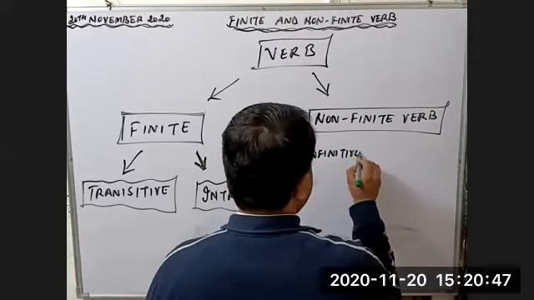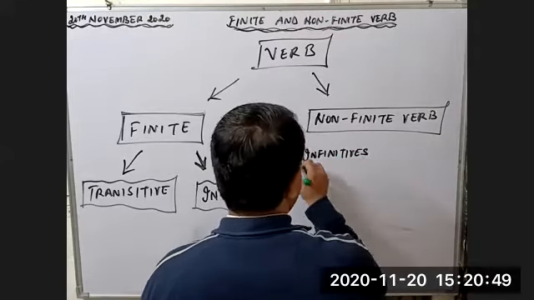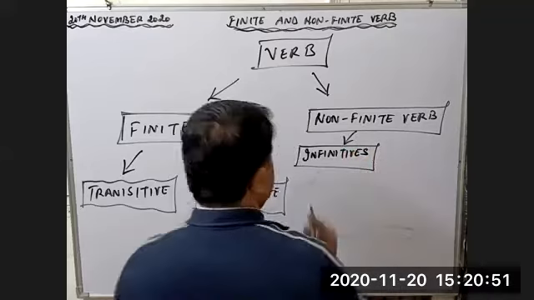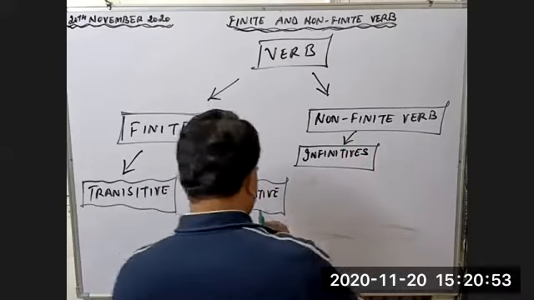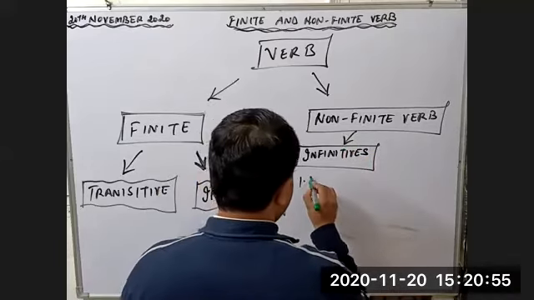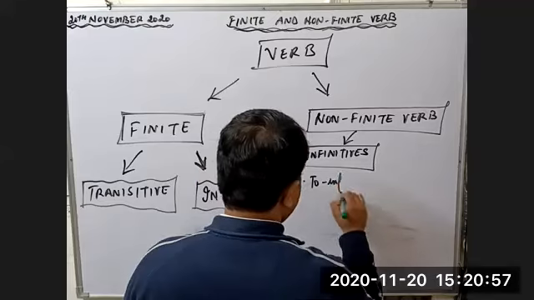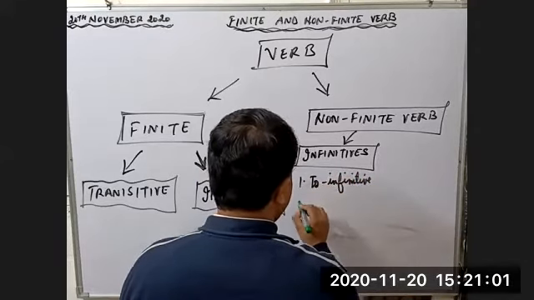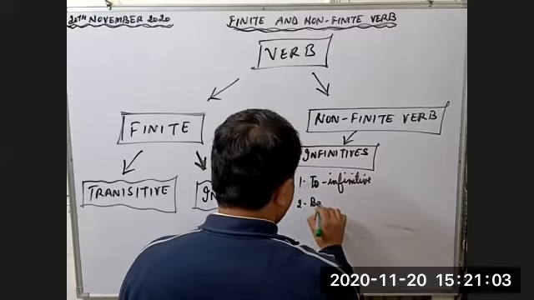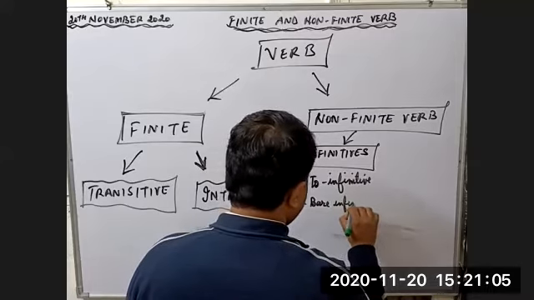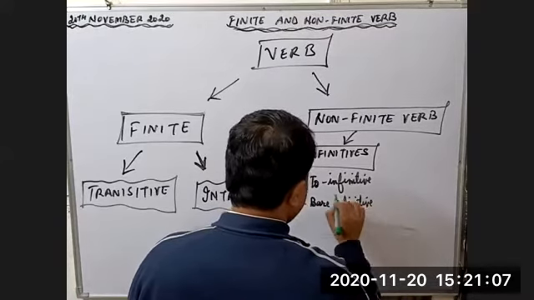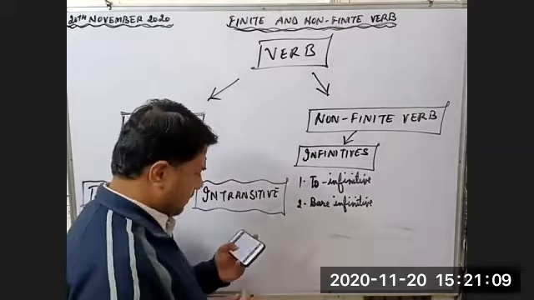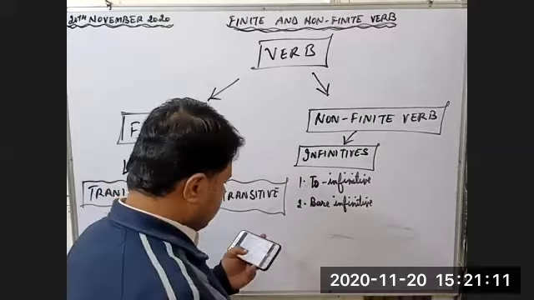Infinitives. Infinitive is of further two types: to infinitive and bare infinitive. This is the first type. Then second type is participle.